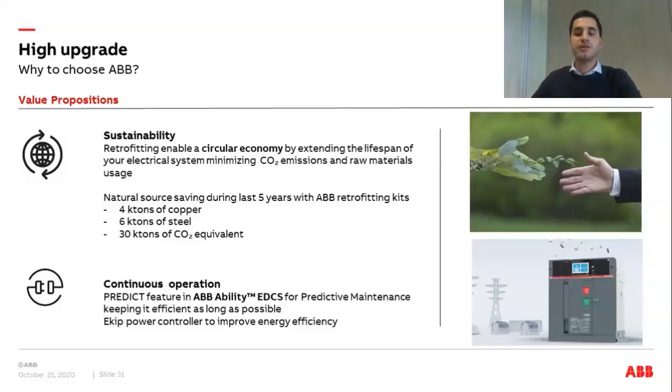Then, last but not least, continuous operation. Retrofitting kits means introducing the last generation of ABB breakers inside your existing switchgear. And it means introducing all the technology of Emax2 or Emax 60 series, where one of the pillars is to guarantee continuous operation thanks to innovative tools like the predictive feature in ABB Ability EDCS or Power Controller to improve the energy efficiency.